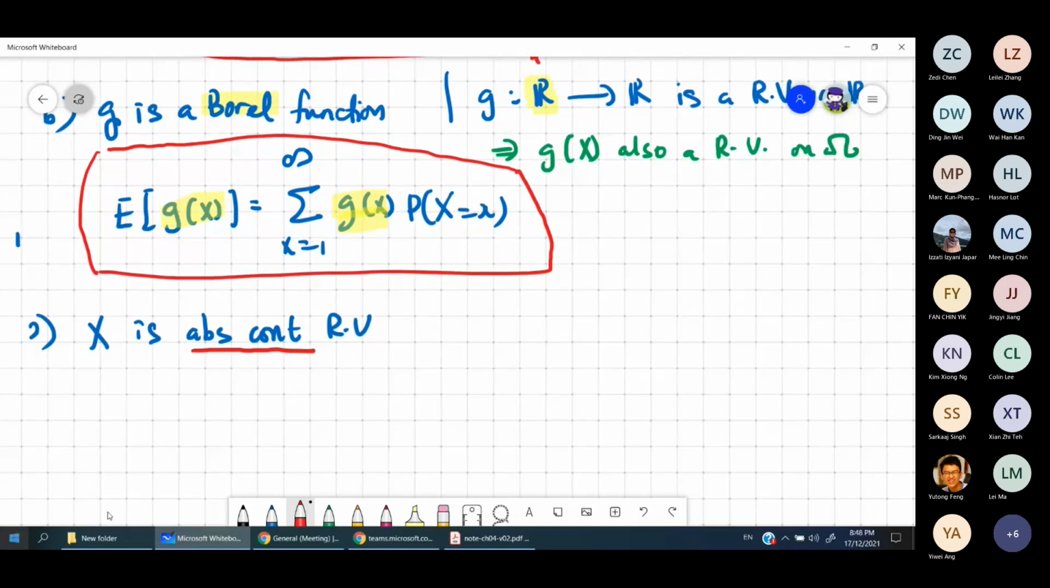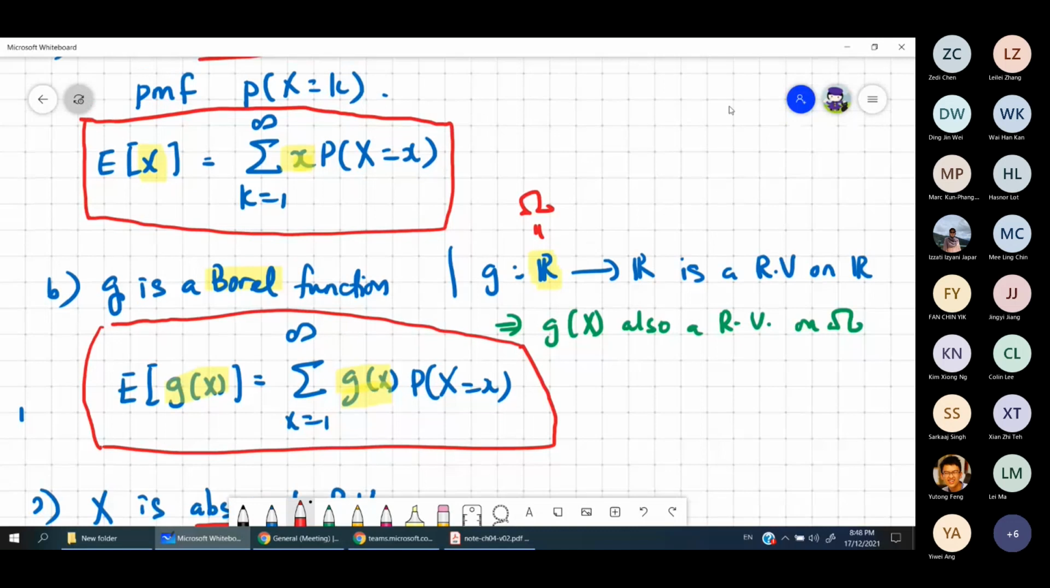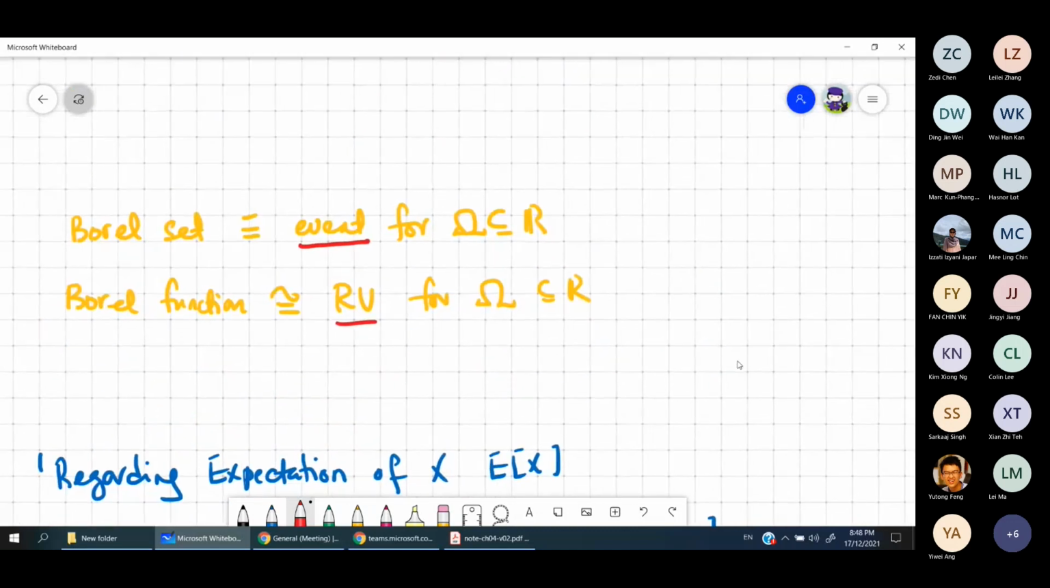Maybe I better go up and let you have a look once again. You may put it this way. A Borel set means an event in R, when omega is R or omega is a subset of R. A Borel function means a random variable when omega is R or omega is a subset of R.